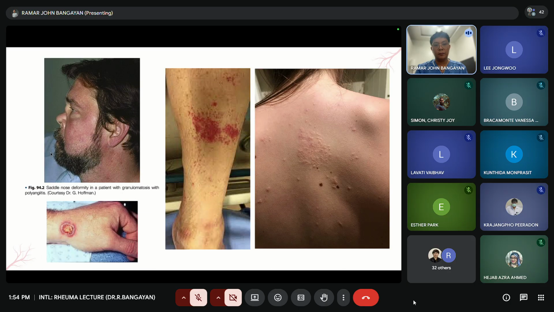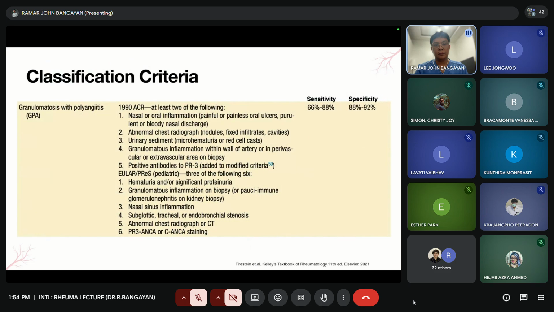Now, this is your saddle deformity. These are your granuloma formation or ulceration of the skin. These are your palpable purpura. Okay? So, any question with GPA? This is just additional information. We use this to classify GPA, but not necessarily used to diagnose. Okay? So any question? Can we move on to the next disease? Any clarification? No po. Okay.